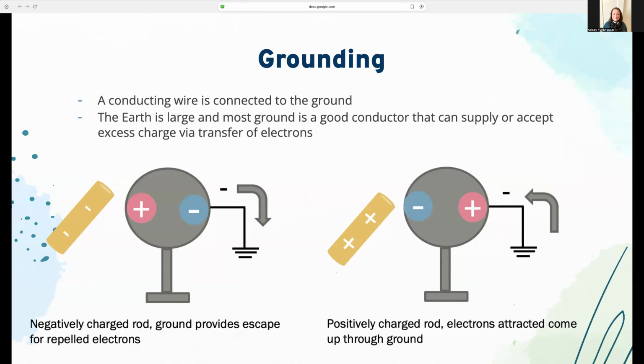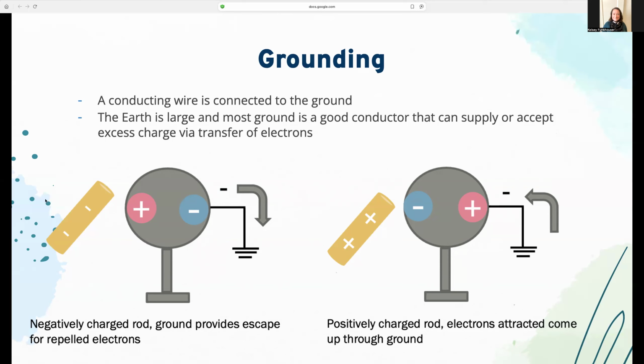There's also grounding. So this is when a conducting wire is connected to the ground. The earth is large and most of the ground is a good conductor that can supply or accept excess charge via transfer of electrons.